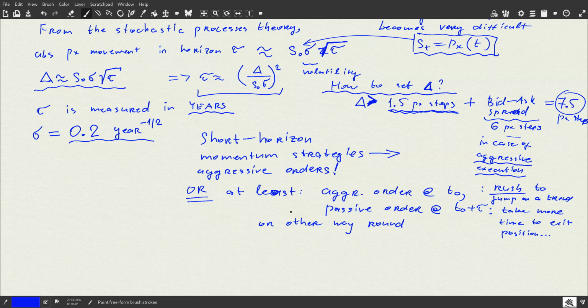But why I would probably recommend at least this way, because the time when to buy is dictated by our predictor. Our predictor says the trend is starting by now. You can't really wait to buy.